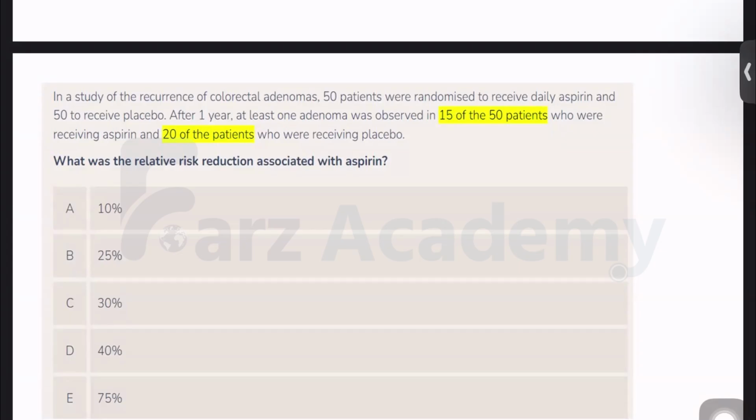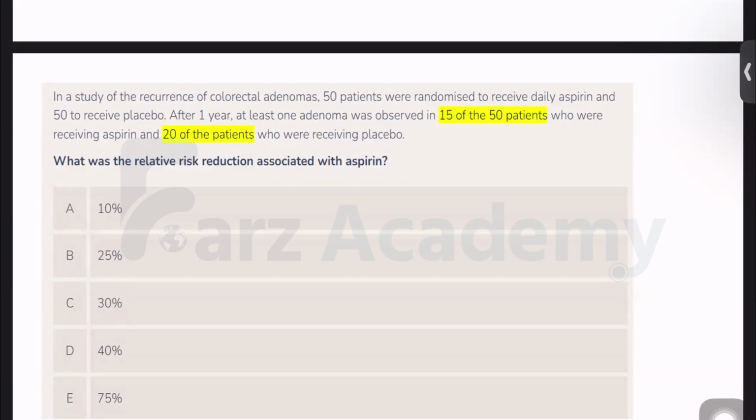Can you explain? Absolute risk reduction is... In the study group it is 15, that is 30%. In placebo it is 40%. So absolute risk reduction is only 10 and its rate is 10 by 40, that is 25%.